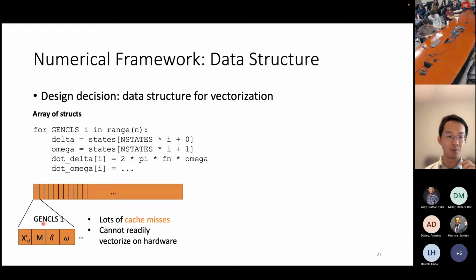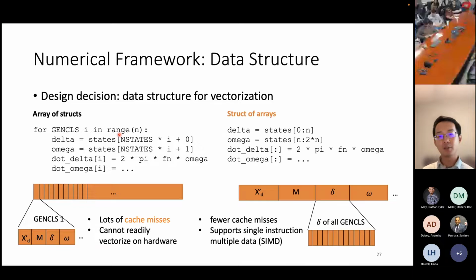But this memory layout has one major issue. Processors grab data from the memory in chunks. It doesn't grab it in an interlaced manner. So here, if the computer prefetches data in this block, but those data are not immediately used in the current computation, it'll create so-called cache misses. And also, this for loop may involve some if conditions that will prevent the compiler from vectorizing this code on hardware. The alternative approach is called struct of arrays.